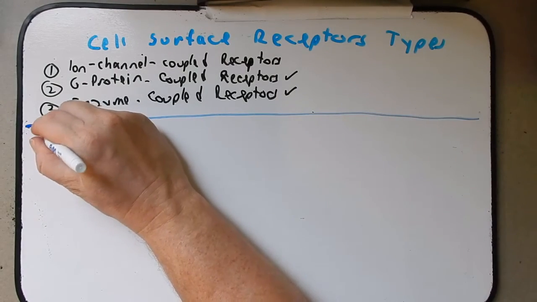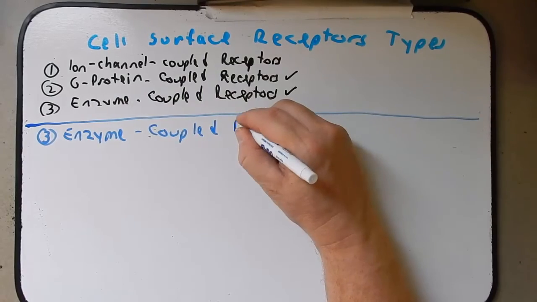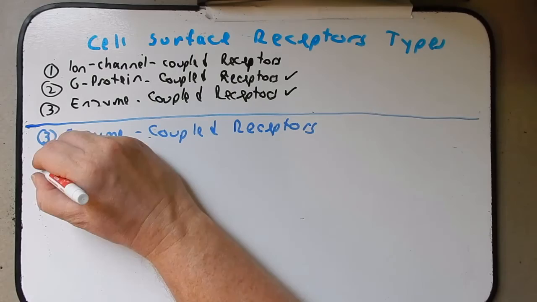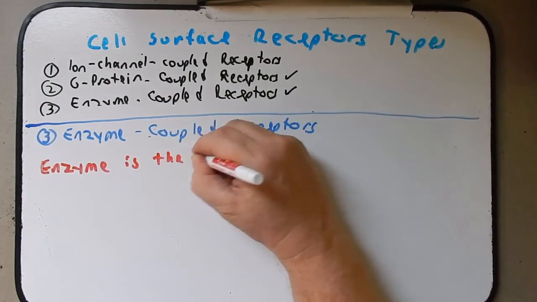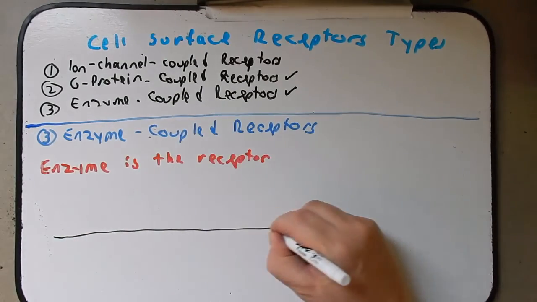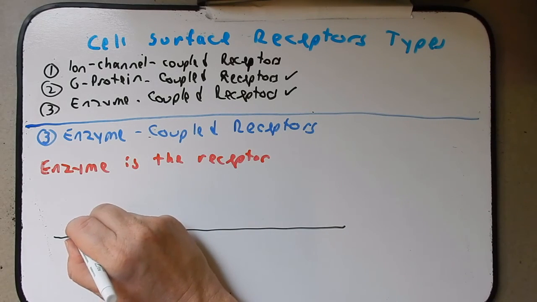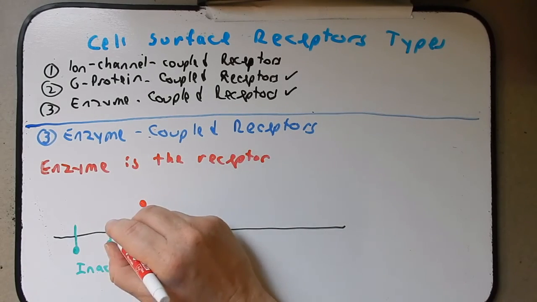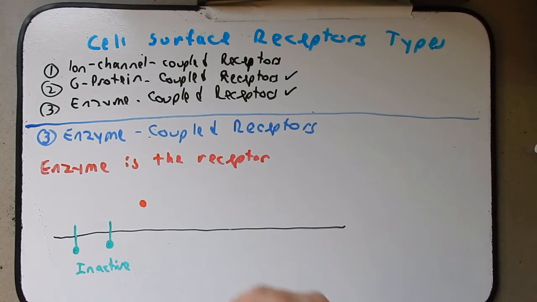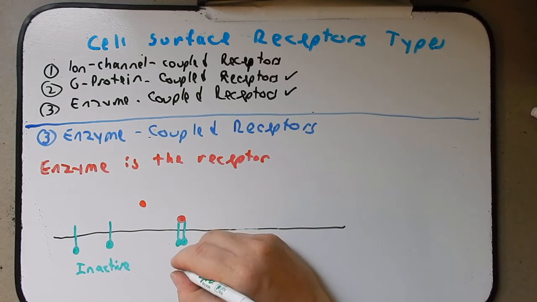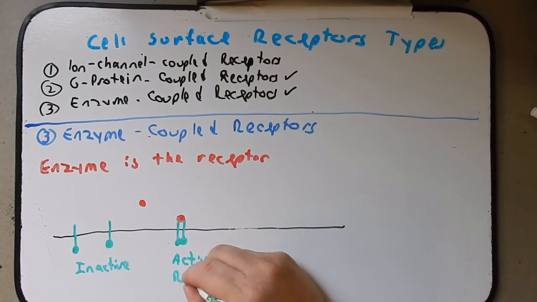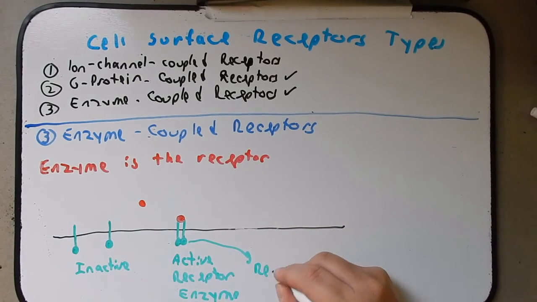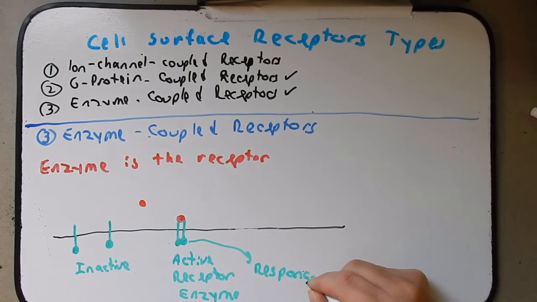Okay, next let's talk about our last one, the enzyme coupled receptors. Now these can be one of two types. The first one is when the enzyme is the receptor. So in this case, we will have our membrane shown here, and we will have our two receptors. Right now they're inactive. But when a signal comes along and binds to them, it will facilitate their interactions with each other. This now leads to an active receptor enzyme, which of course will lead to an intracellular signaling pathway and ultimately to a desired response by the cell.